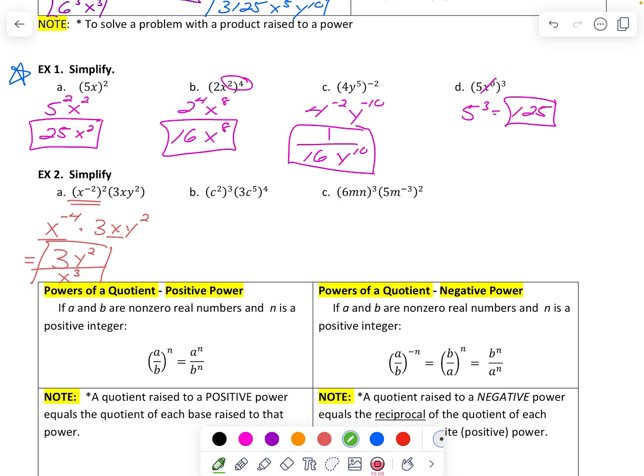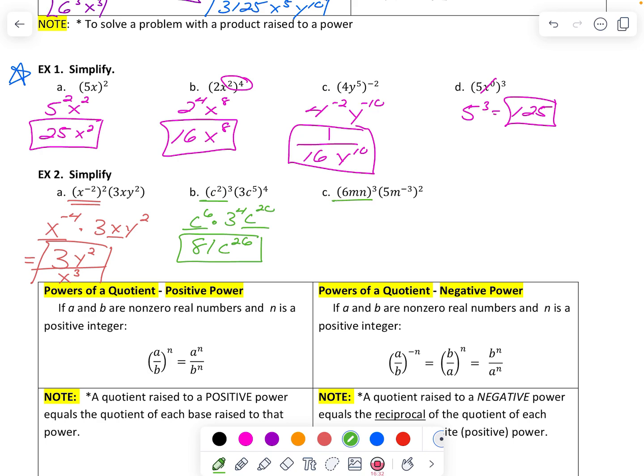This one here, simplifying that, it's going to be c to the 6th times, let's see, 3 to the 4th, c to the 20th. So 3 to the 4th is 81. And then combining my c's, I'm going to get c to the 26th.